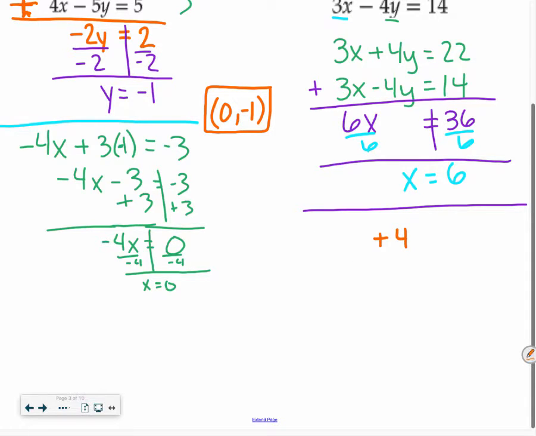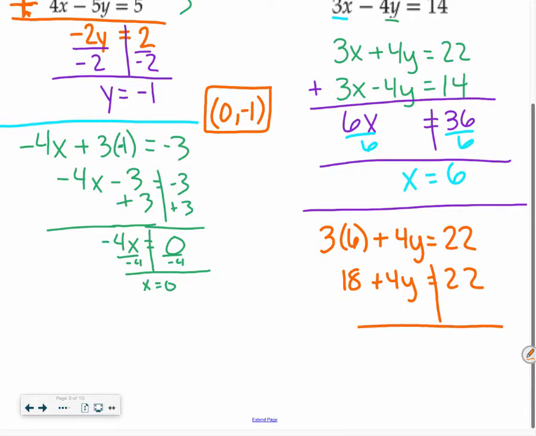And instead of 3x, I'm going to say 3 times 6, because x equals 6. And now I'm going to solve for y. So I have 18 plus 4y equals 22. If I tee that up, I can do minus 18, minus 18. I'm left with 4y equals 4. If I keep going, divide both sides by 4. I have y equals 1.